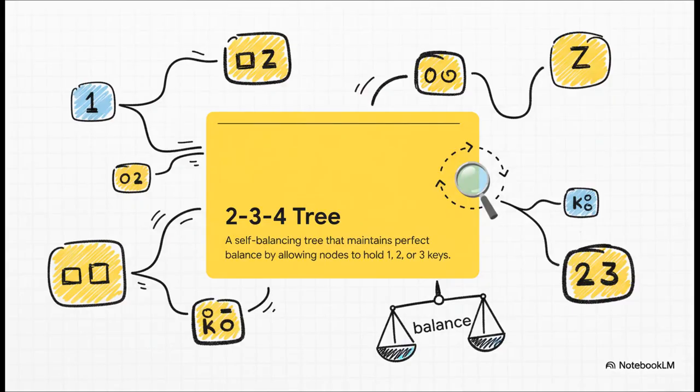But that's not the only trick in the book. There's another kind of tree, called a 2-3-4 tree, that takes a totally different approach. Instead of every node holding just one piece of data, these nodes are more flexible. They can hold 1, 2, or even 3 pieces of data, or keys. And that flexibility is the secret to how it stays perfectly balanced all the time.